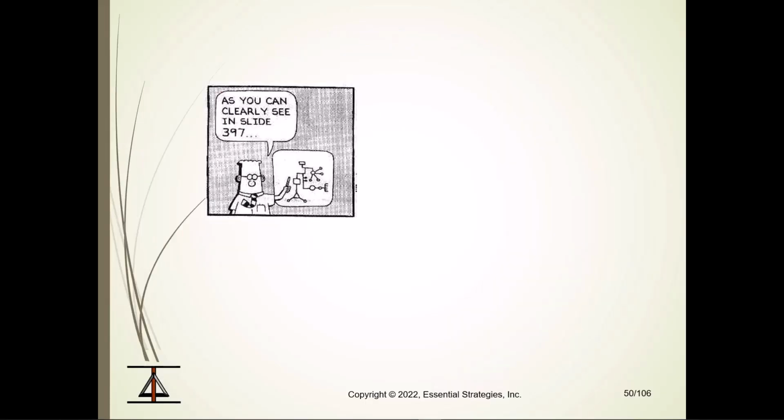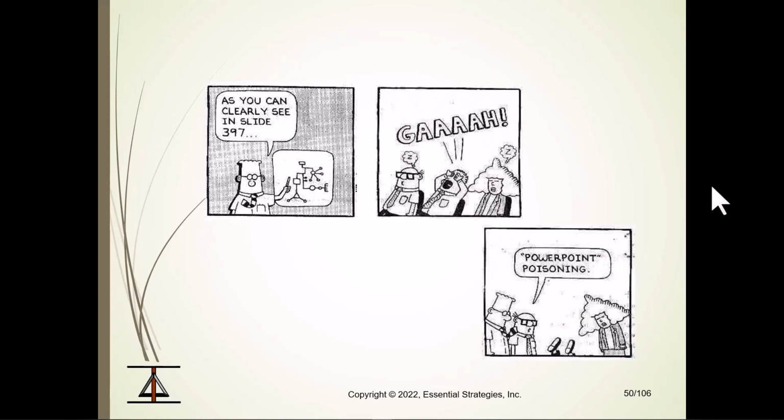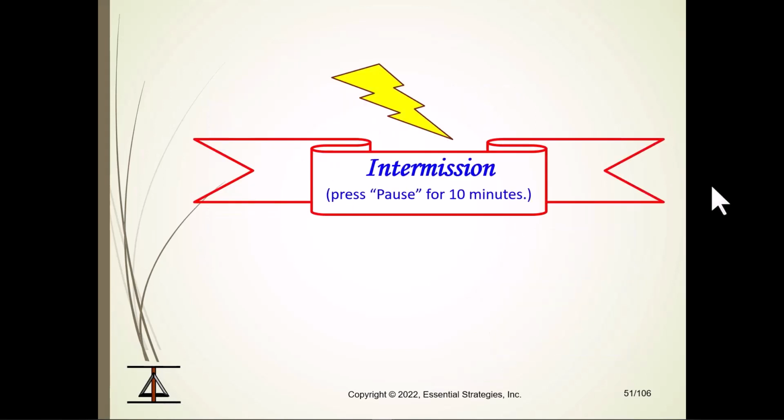I'm a big fan of Gilbert. Here he is conducting a presentation, not unlike this one. As you can clearly see in slide 397, PowerPoint poisoning. Yes, indeed.